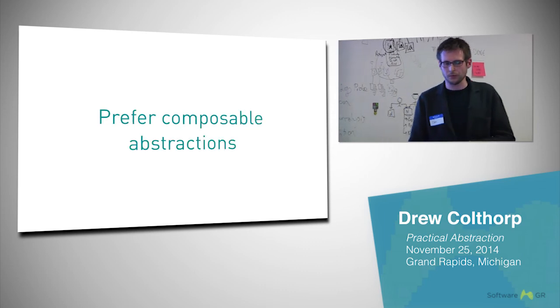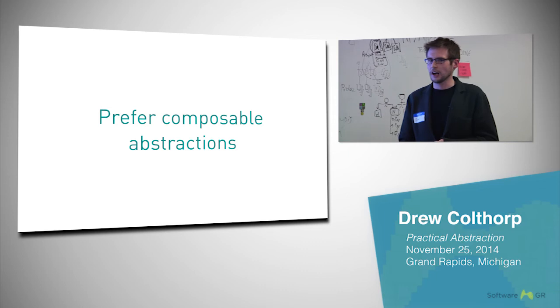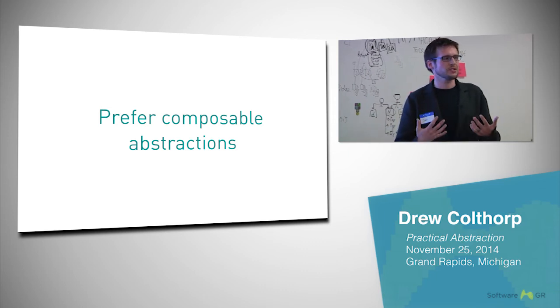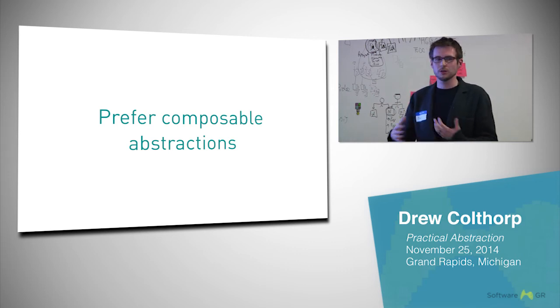And then the other thing is look for things that are composable, things that you can recombine in different ways, or abstractions that can be implemented in terms of themselves. Because when you do that, you end up with something that you're much more likely to be able to recombine. That's more likely to give you leverage in the future.